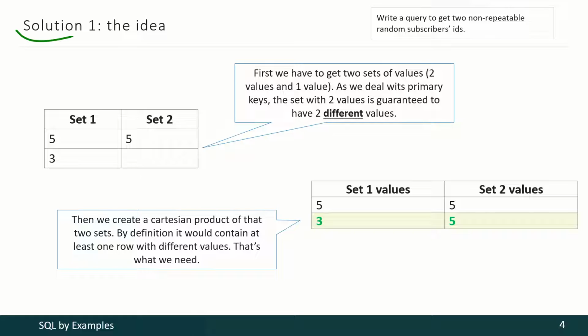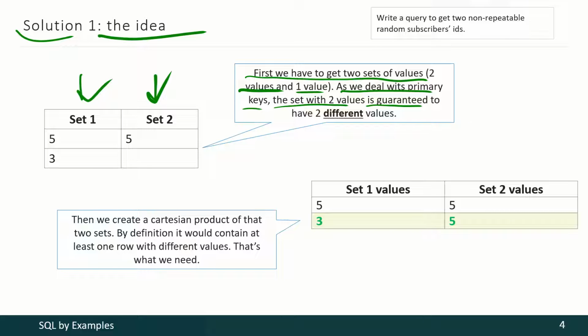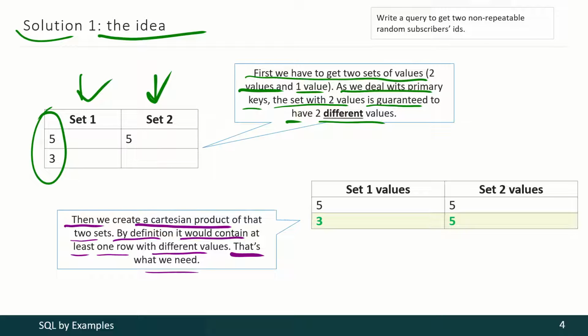Before we dive into the solution, let's look at the general idea. First, we have to get two sets of values with two values and one value. Here are those sets. Because we deal with primary keys, the set with two values is guaranteed to have two different values. Here they are. And then we have to create a Cartesian product of that two sets, and by definition it would contain at least one row with different values. That's what we need. You may see that while these two values are the same, these two values are not.